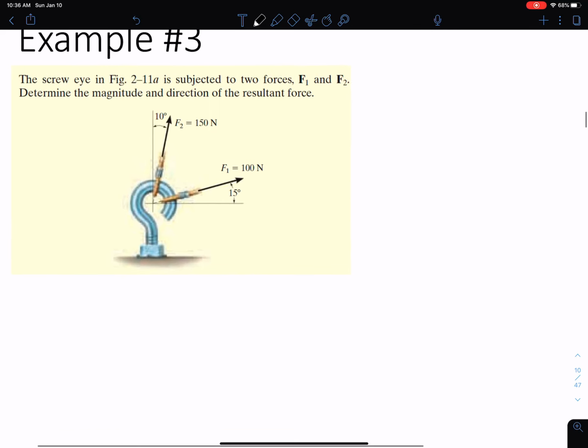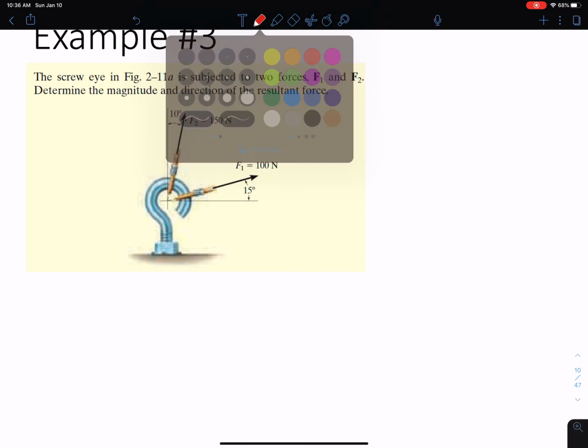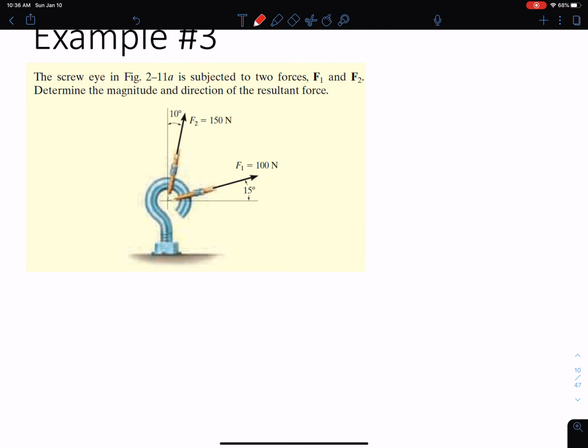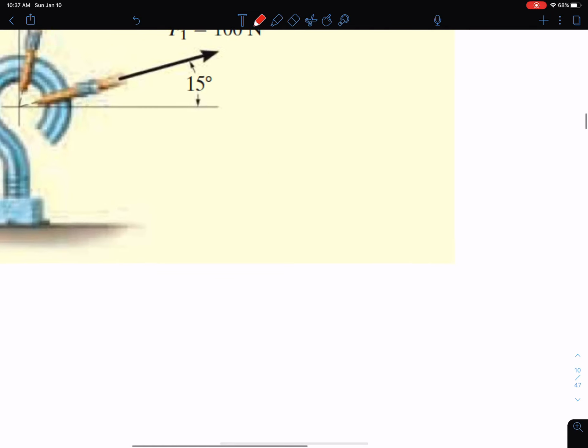So we have a screw here subjected to 2 forces, F1 and F2, and we want to know what the magnitude and direction of the resultant force is. So there are a couple of ways to solve this, and I'm going to go over a couple of different ways in the next couple of slides, but we're going to do this the component way that I just talked about. You can also do something called the parallelogram method or the triangle method, which we'll go over. And then once we kind of go over all the methods, you're free to use whichever ones you want to solve problems.